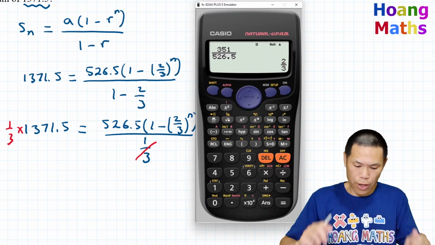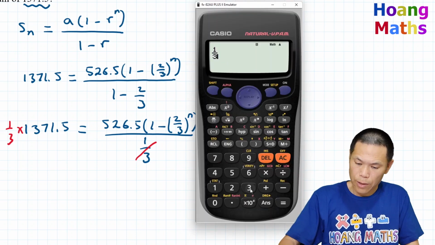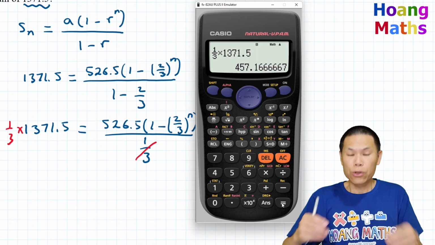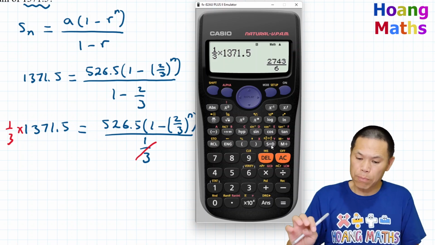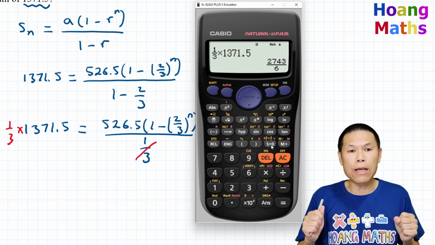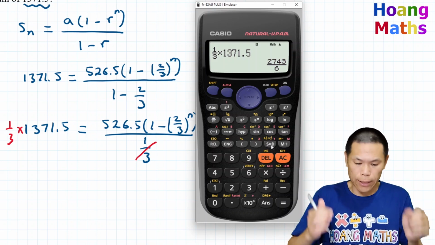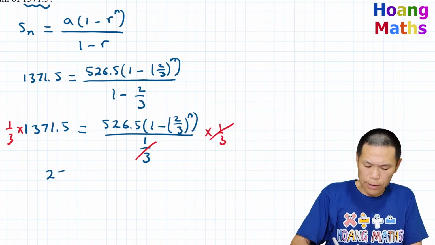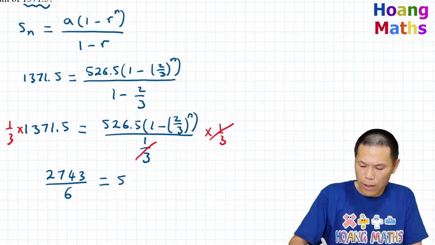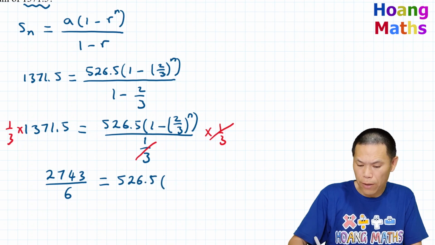So I just go 1/3 times 1371.5. So there you go. Let me just press the SD button. So 2743 over 6. So 2743 over 6 is equal to 526.5 times 1 minus 2/3 power of n.